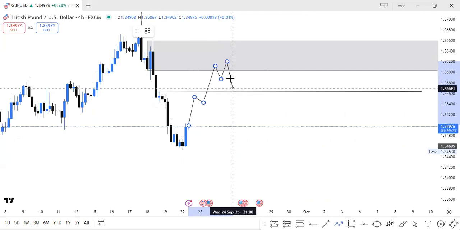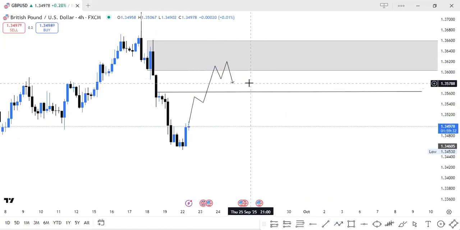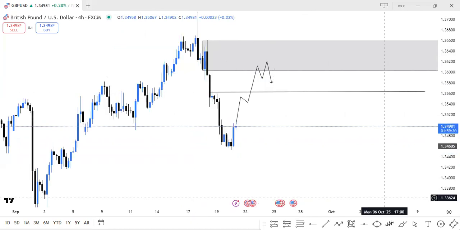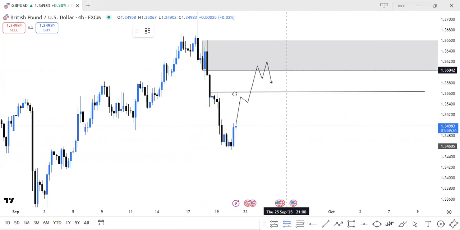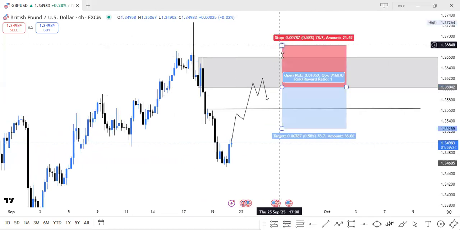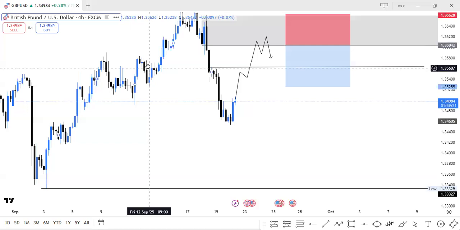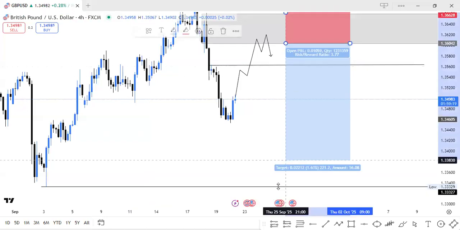Now, if price can give me price action like this on the 4-hour time frame and close below previous demand, then I'm going to take my sales to the downside, targeting that. But for aggressive entries, I'm going to take my sales from here and then my stop loss just above this high here, and then my take profit one is going to be this.